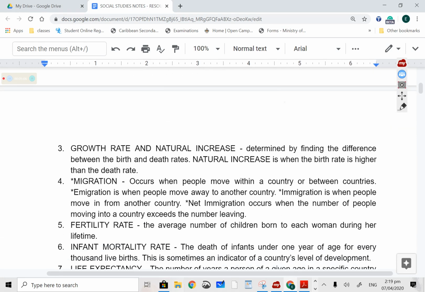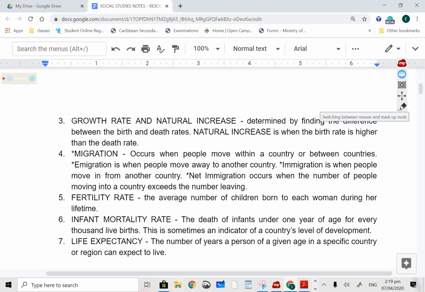Okay, so if we go on, we have another definition of growth rate and natural increase, determined by finding the difference between the birth and death rates. Now, natural increase is when the birth rate is higher than the death rate. I'm going to repeat that. Natural increase is when the birth rate is higher than the death rate. It means that basically we are having more live births than deaths.